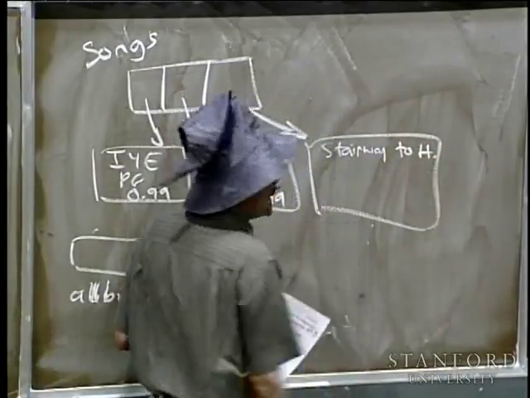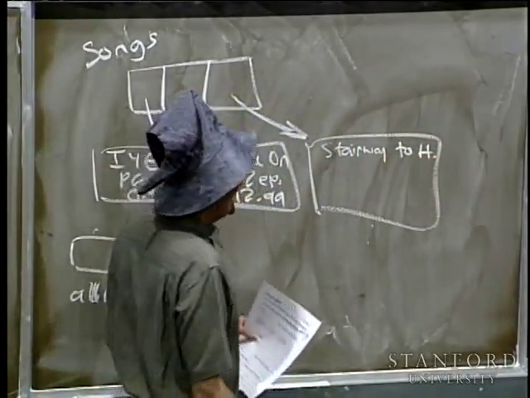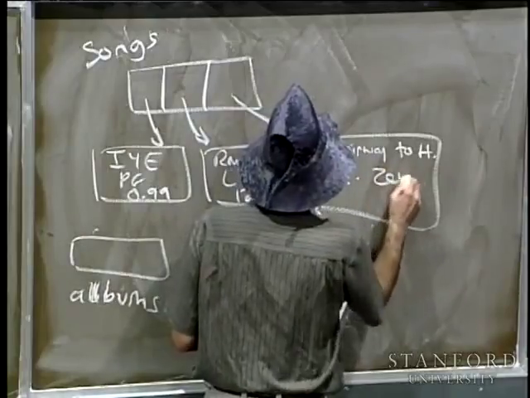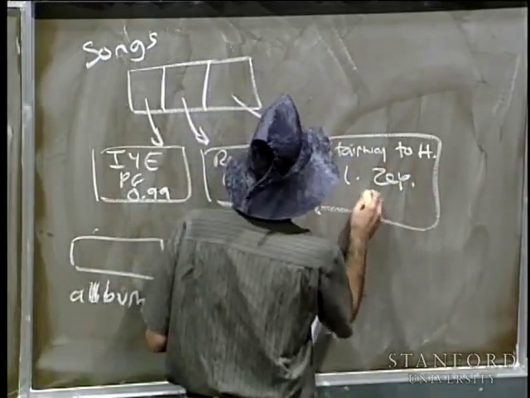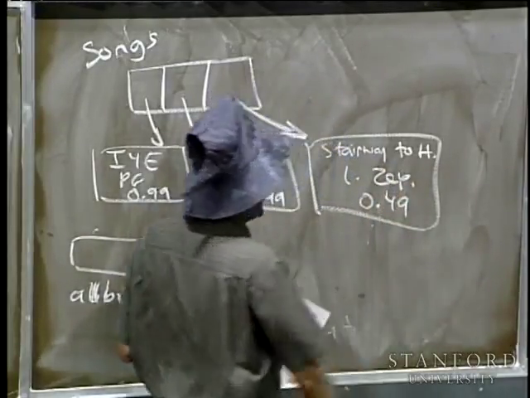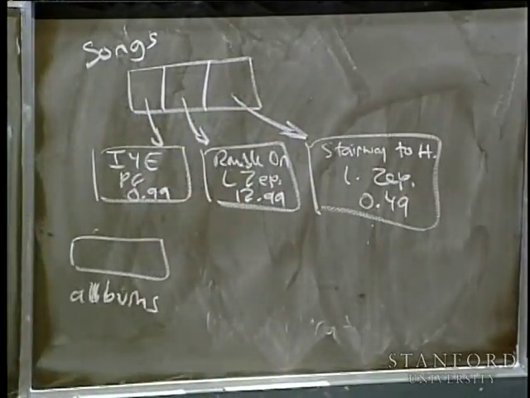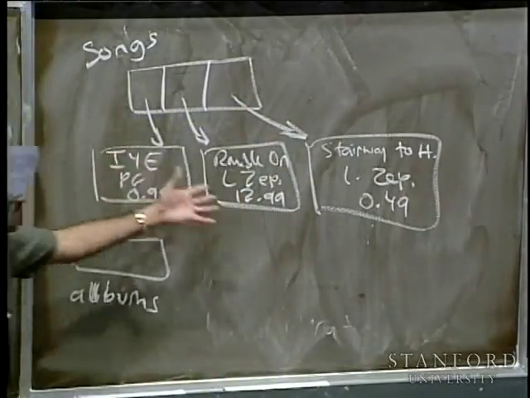Stairway to H. I'll just abbreviate because it's that good we have to have a moment of silence. Also by the mighty Led Zeppelin. And we'll just say that one should be like 49 cents so everyone can listen to it. It's just kind of like the bonus tune. All right? And so that's what we have in our list of songs.